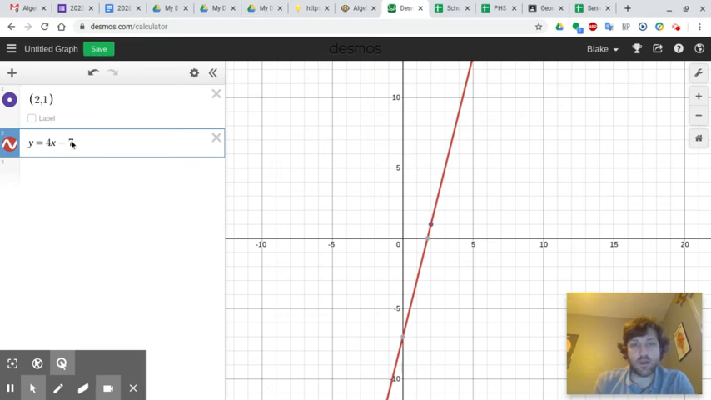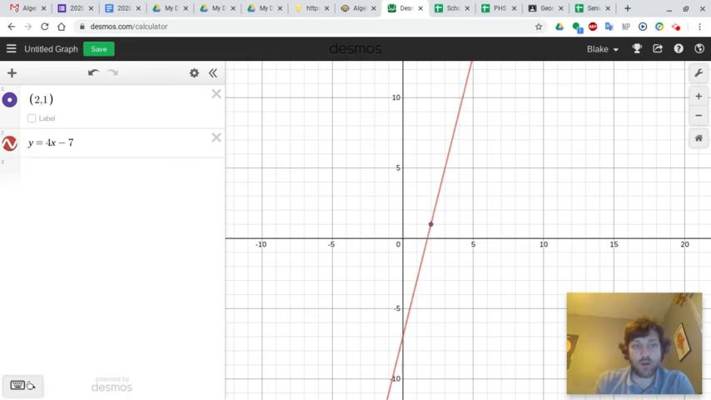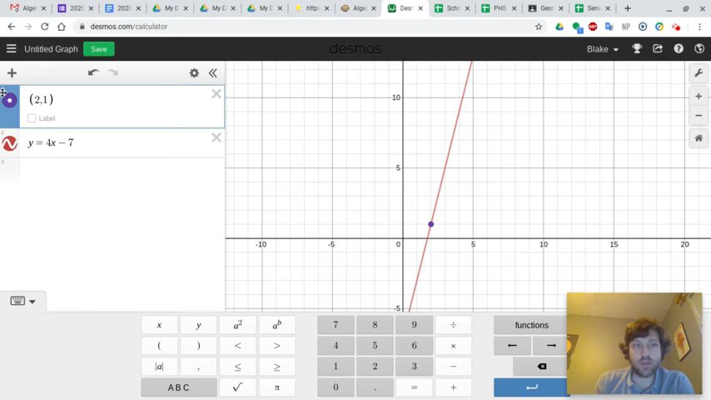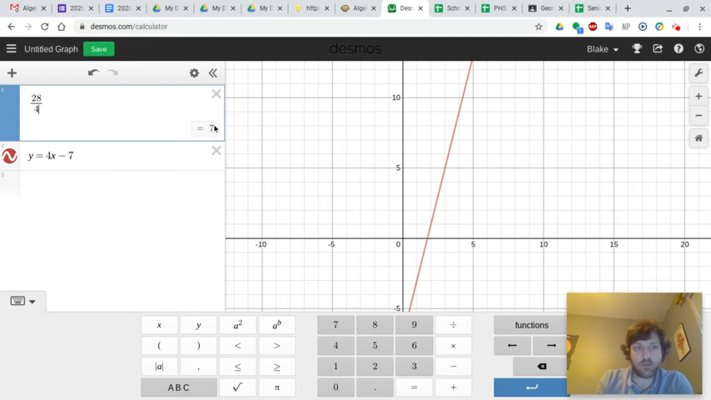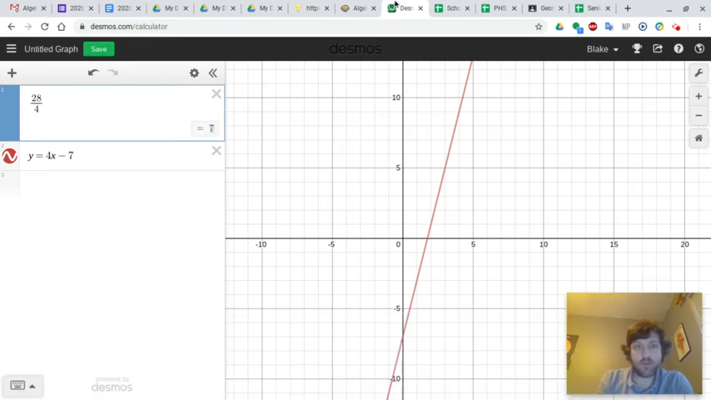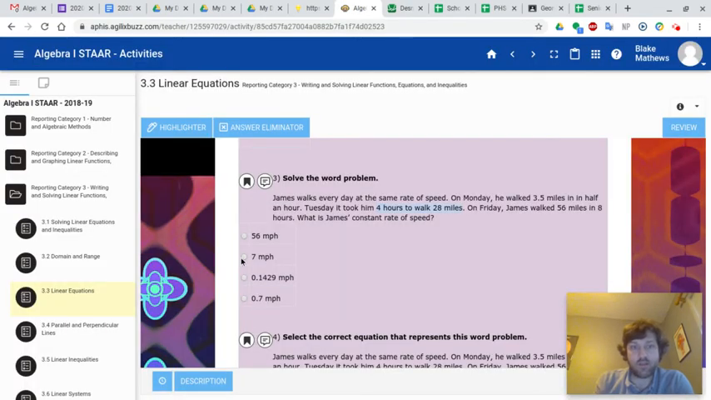I don't know if I showed you that earlier, but down here at the bottom, you can bring up this little thing right here, and we can just type it right in here. 28 divided by 4, and it tells me it equals 7 right there. So then that's why it's 7 miles per hour.